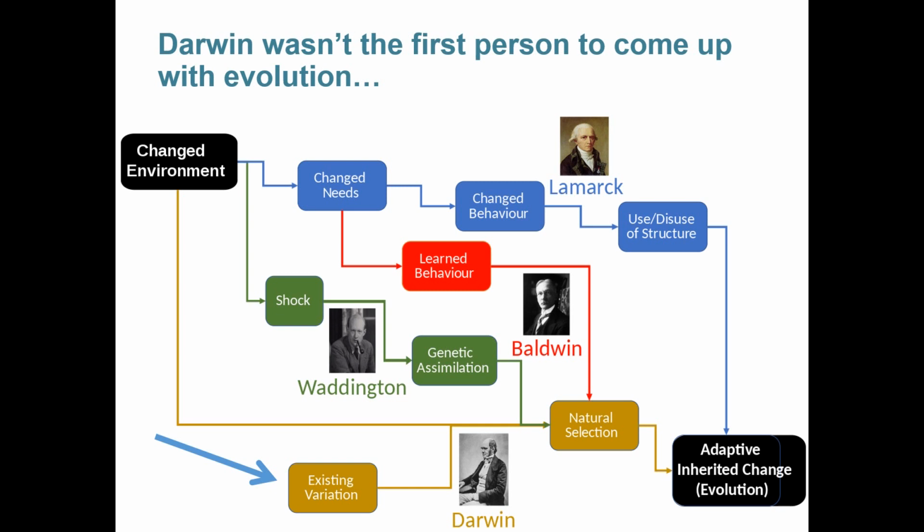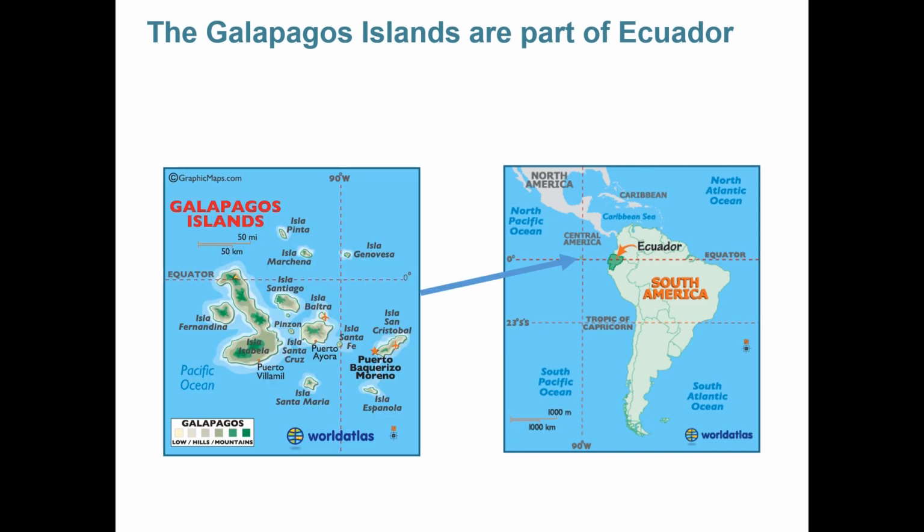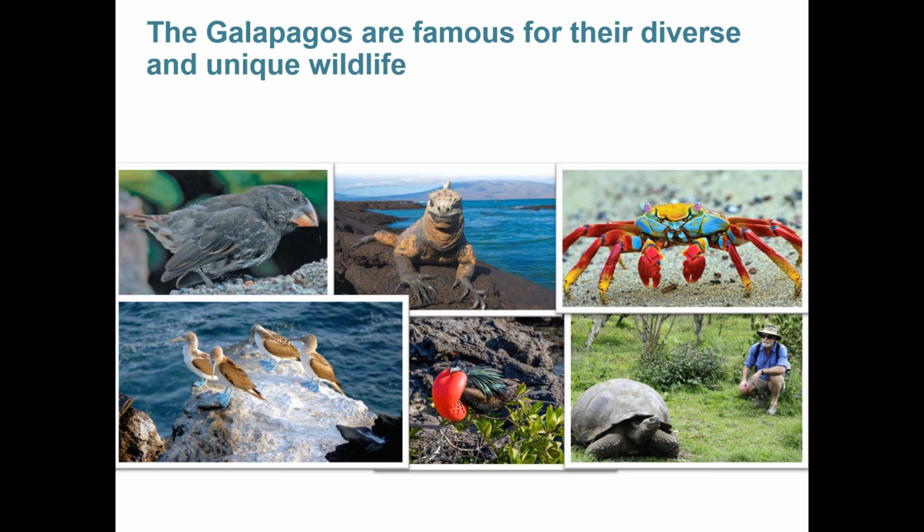So how did we get there? Well, a lot of this information was originally thought about on the Galapagos Islands. These are islands that are part of Ecuador in South America. If you look at them really closely, you can see in this image that they have very different environments. Some of the islands are pretty low and don't have very many mountains or hills, and others have quite a few mountains. The Galapagos are particularly famous for the diverse amount of life that lives there.